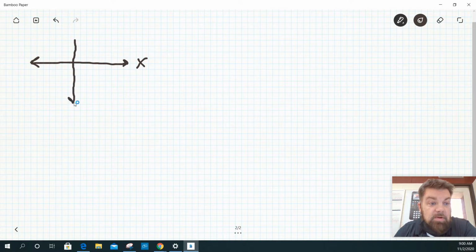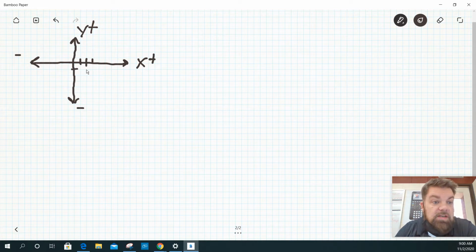And this is the y-axis. Remember that this is the positive direction for x, and this is the negative direction for x. This is the positive direction for y, and this is the negative direction for y. And what I'm going to do is plot a point 1, 2, 3, and then go down 1. So this point right here is the point 3, comma, negative 1.